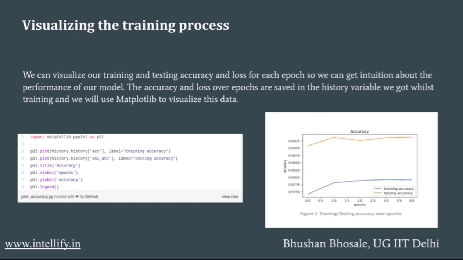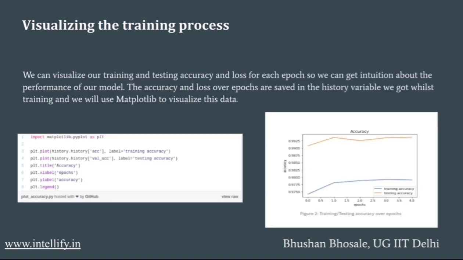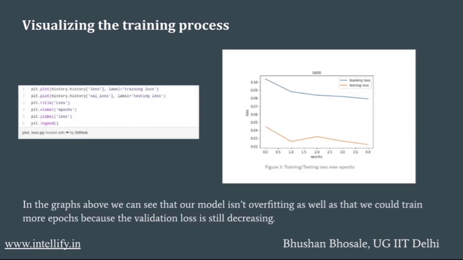Now we will see the plot of loss versus epochs. So everything is the same, just the xlabel and ylabel would change, and we need to pass history loss. We can see here it was history acc, that is accuracy, that we have in our history. In the graphs above, we can see that our model isn't overfitting, as well as that we could train more epochs because the validation loss is still decreasing.